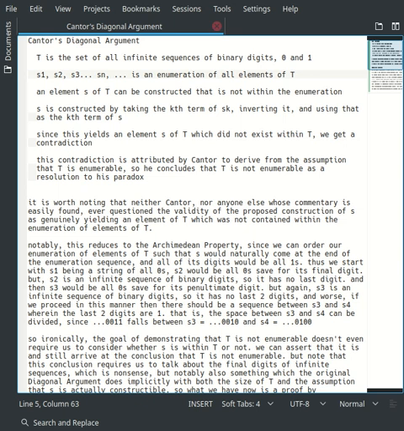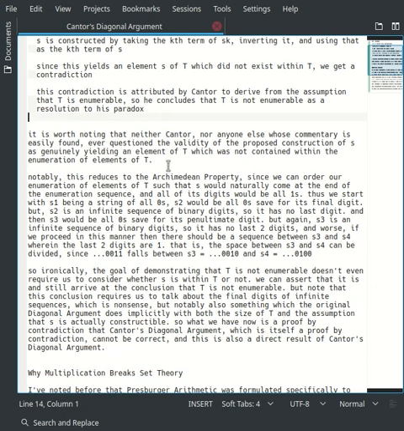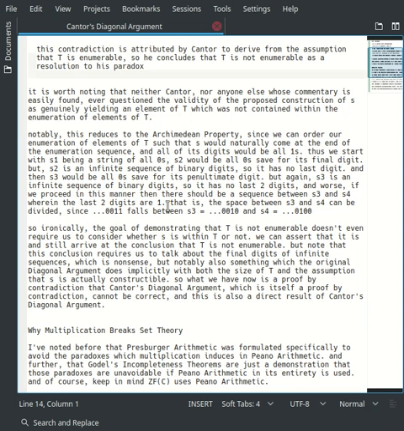This contradiction is attributed by Cantor to derive from the assumption that T is enumerable. So he concludes that T is not enumerable as a resolution to his paradox. Okay, that's Cantor's diagonal argument. But it is worth noting that neither Cantor nor anyone else whose commentary is easily found ever questioned the validity of the proposed construction of S as genuinely yielding an element of T which was not contained within the enumeration of elements of T.